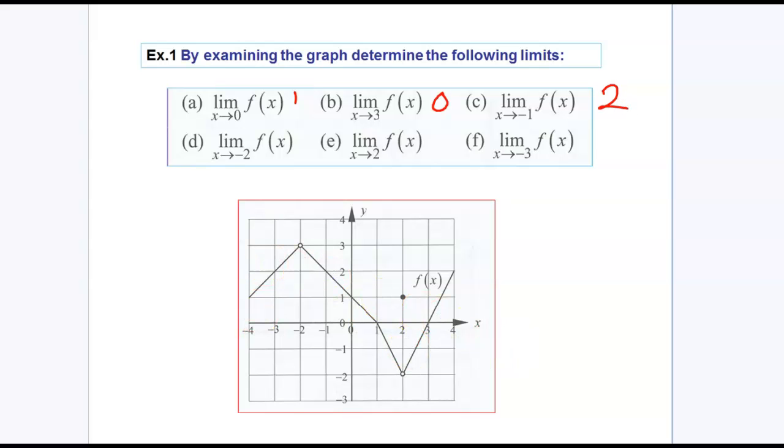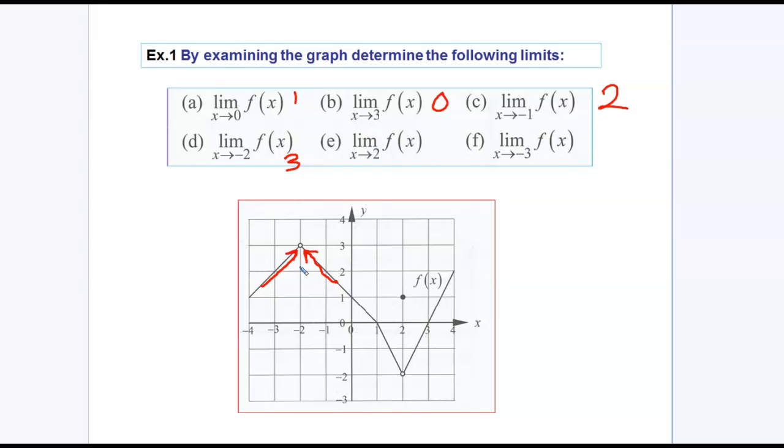The limit as x approaches -2. Well, as my x values get closer and closer to -2, the y values are approaching that open circle. Now, they're both approaching the same open circle, which is situated at 3. So even though there's no value of the function at -2, there's still a limit. The graph is approaching 3 from both sides.